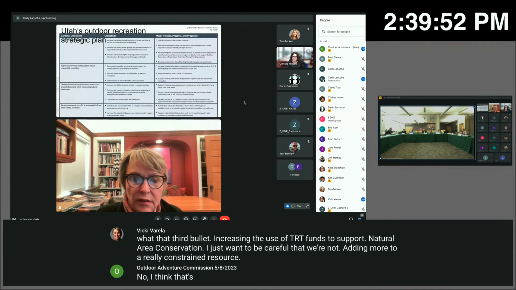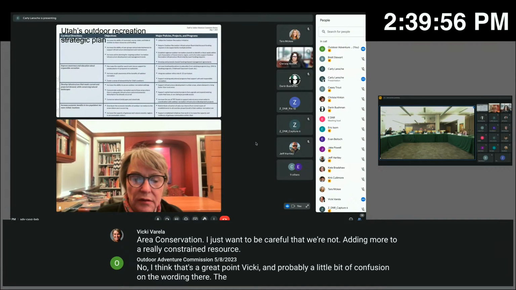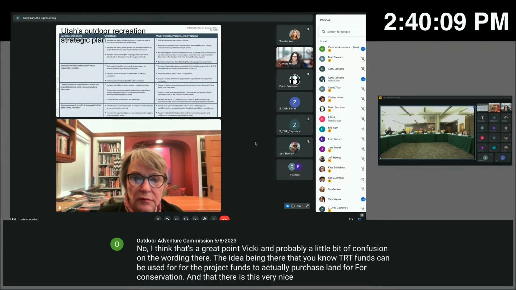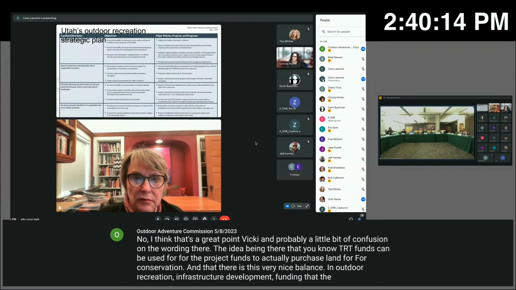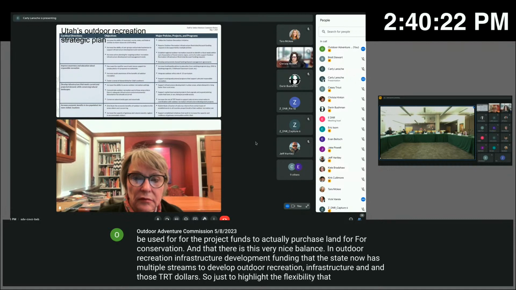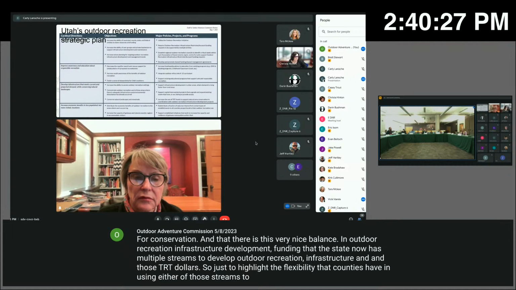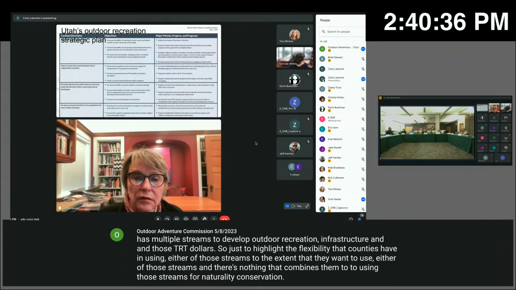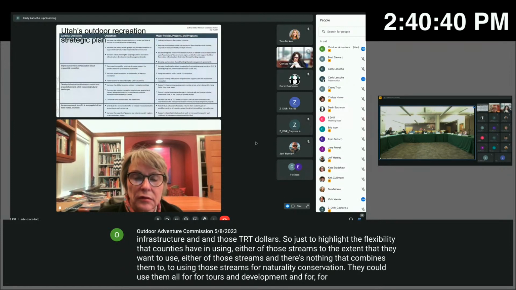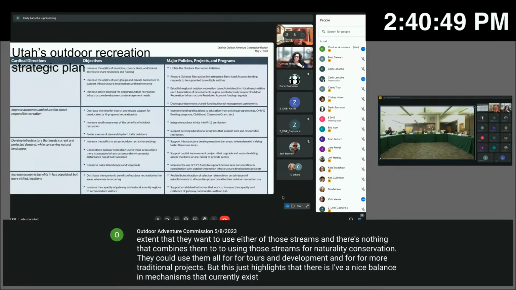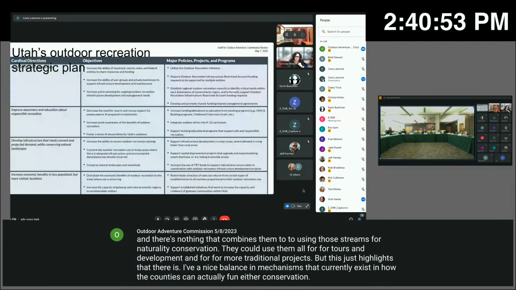No, I think that's a great point, Vicki, and probably a little bit of confusion on the wording there. The idea being that TRT funds can be used as project funds to actually purchase land for conservation, and that there is this very nice balance in outdoor recreation infrastructure development funding, in that the state now has multiple streams to develop outdoor recreation infrastructure, plus those TRT dollars. So just to highlight the flexibility that counties have in using either of those streams to the extent that they want to. And there's nothing that confines them to using those streams for natural area conservation. They could use them all for tourism development and for more traditional projects. But this just highlights that there is a nice balance in mechanisms that currently exist in how the counties can fund either conservation or outdoor recreation infrastructure development.